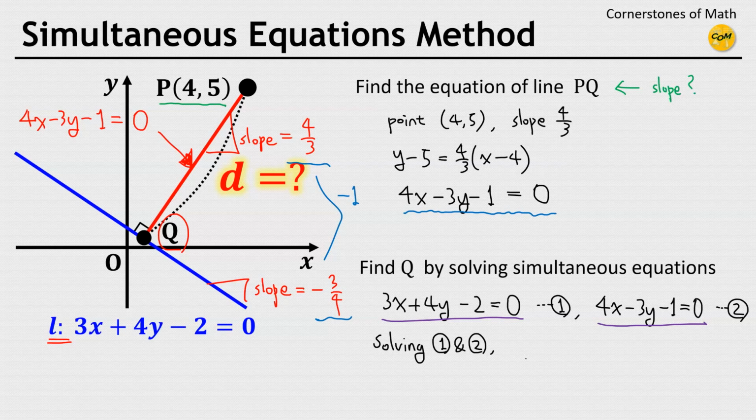This is just a simple linear system with two unknown variables, so I will skip the details of solving the equations and just present you the root, which is x equals 2 over 5 and y equals 1 over 5. So this point Q is (2/5, 1/5).